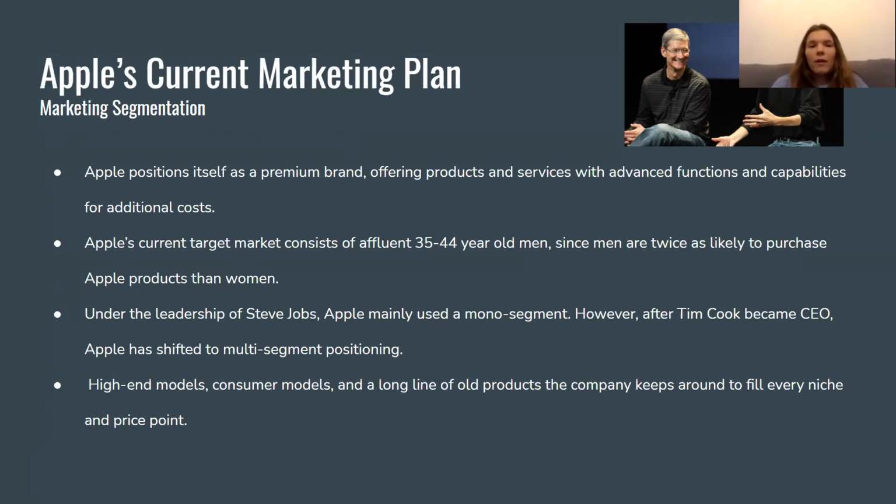Apple positions itself as a premium brand, so they offer products and services with advanced functions for additional costs. This just means that people who are willing and able to spend more money on their iPhone can get an iPhone with a better camera and more storage or better features. And Apple's current target market consists of 35 to 44-year-old men, because right now that's the demographic that is purchasing Apple products the most.